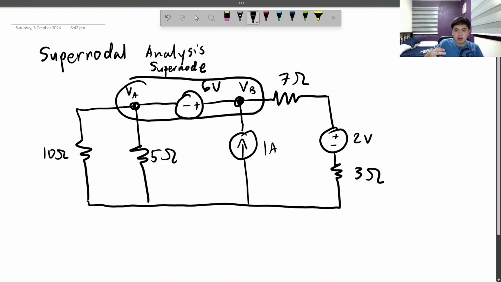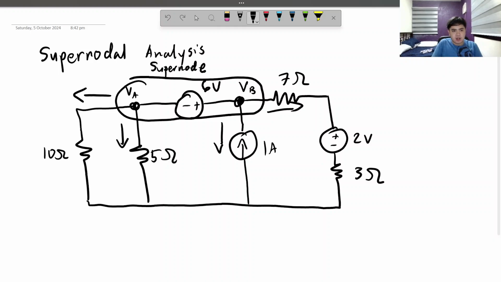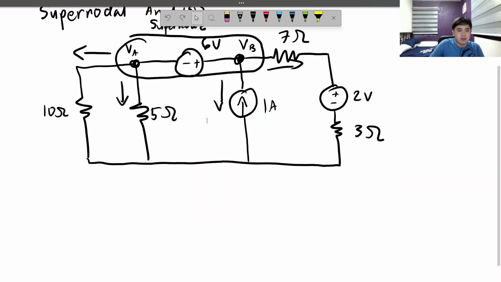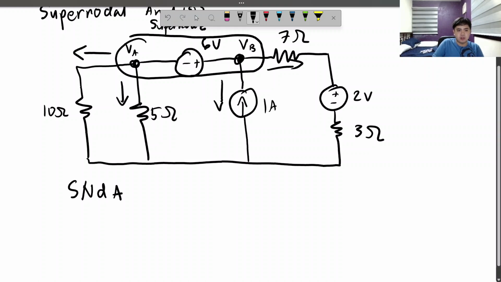All right. So here's how we're going to use supernodal analysis. First, let us assume that all currents are going out, just like nodal analysis. In this direction, in this direction, also in this direction. Not in this direction or this direction, since we will be taking care of that later. But let's just see how we're going to do this. So, supernodal analysis. I usually write SNDA to indicate I did the supernodal analysis at nodes A and B, a combined node, a supernode, if you will.